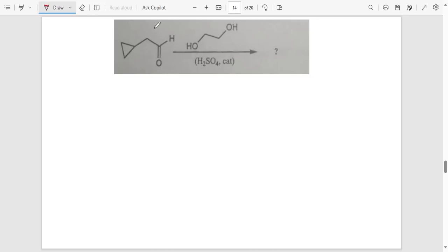So we had taught about this mechanism, the addition of an alcohol to a carbonyl group. If you follow our tutorials, you'll be able to see it. Addition of an alcohol to a carbonyl group. So in the first step, what happens, we are going to use our sulfuric acid, which is down here. The oxygen will be able to grab a hydrogen, breaking off this bond.